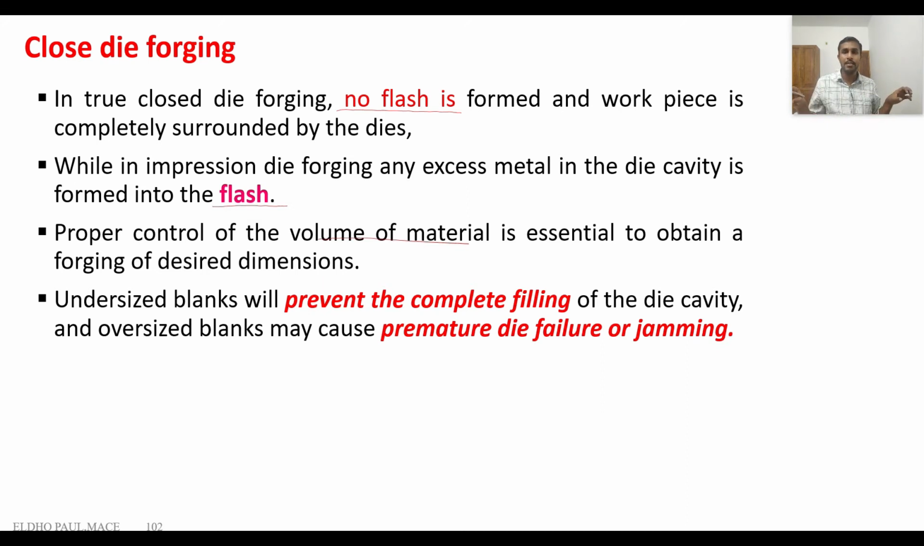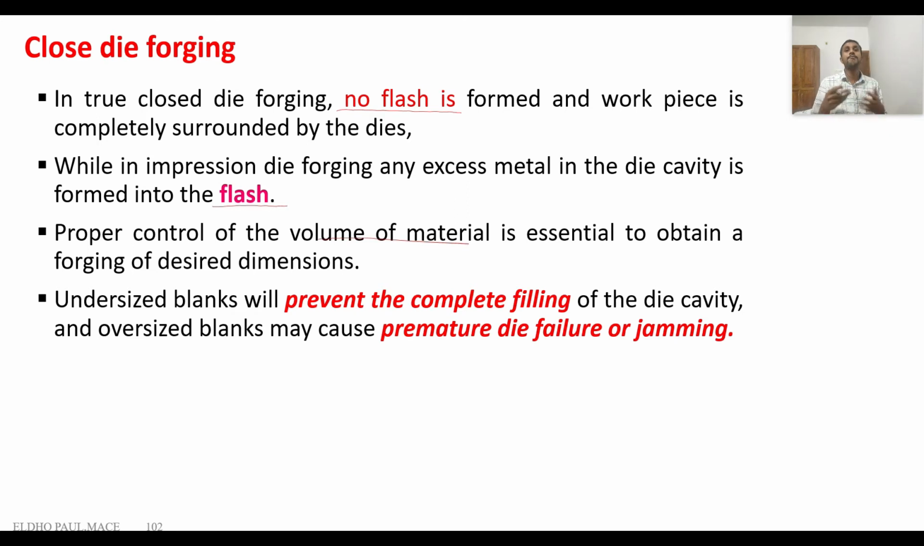If there is a flash, then after the flash formation, high pressure will be developed. Under this high pressure, the material can flow into the very sharp corner regions, and we get a sound forged product. But in closed die forging, there is no such flash formation. So we need proper control of the forging process. An undersized blank will prevent complete filling. So if the blank is undersized, it will prevent the complete filling.